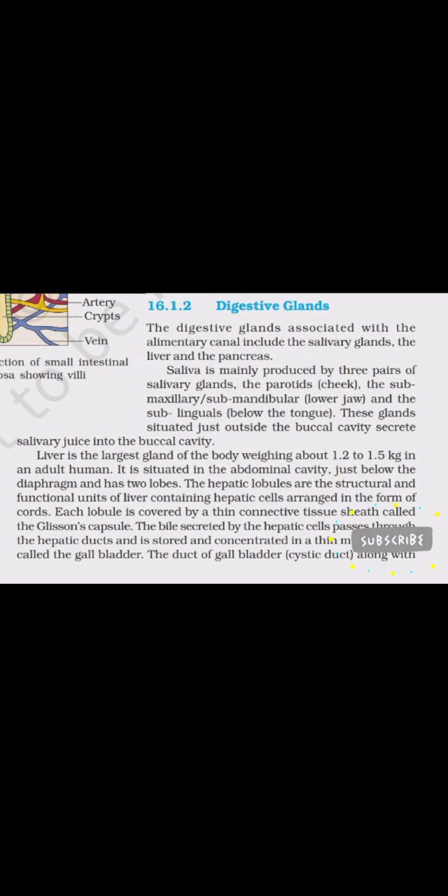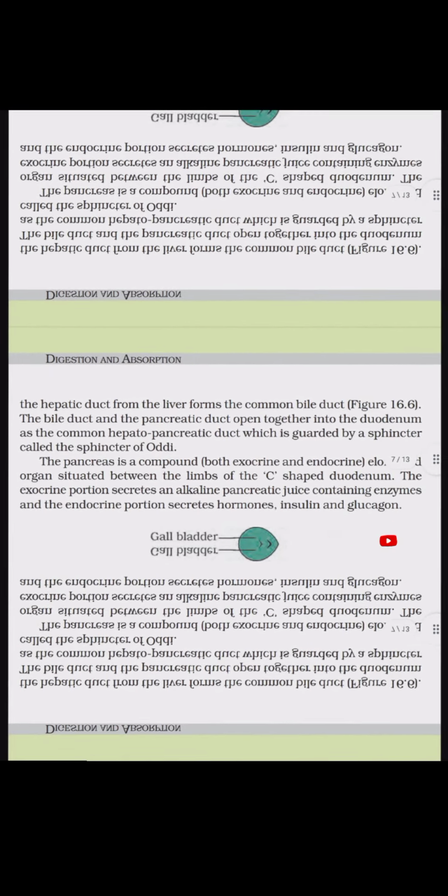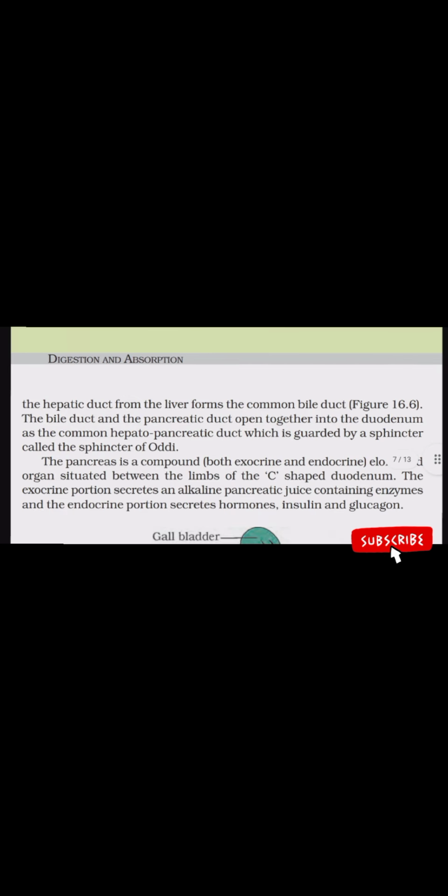The bile secreted by the hepatic cells passes through the hepatic ducts, and it is stored and concentrated in a thin muscular sac called the gallbladder. The duct of the gallbladder, the cystic duct, along with the hepatic duct from the liver, forms the common bile duct, Figure 16.6. The bile duct and the pancreatic duct open together into the duodenum as the common hepatopancreatic duct, which is guarded by a sphincter called the sphincter of Oddi.